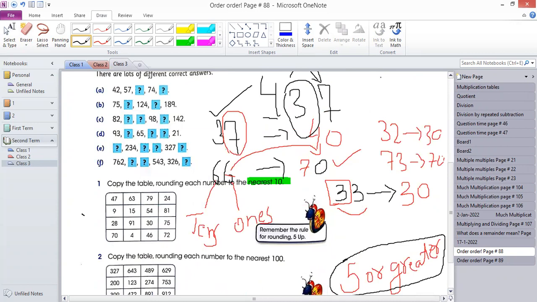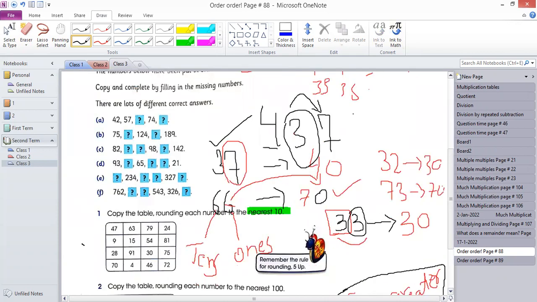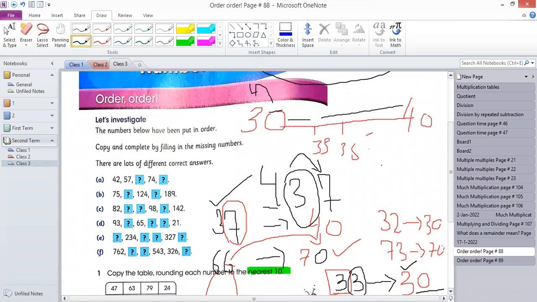This is 33. In 33, the number before tens is 3, which is not 5, 6, 7, 8, or 9. This is a weak number, less than 5. So it will not change in the tens. You will write 3 as it is, and there are no ones in rounding to the nearest 10. So the answer will be 30.